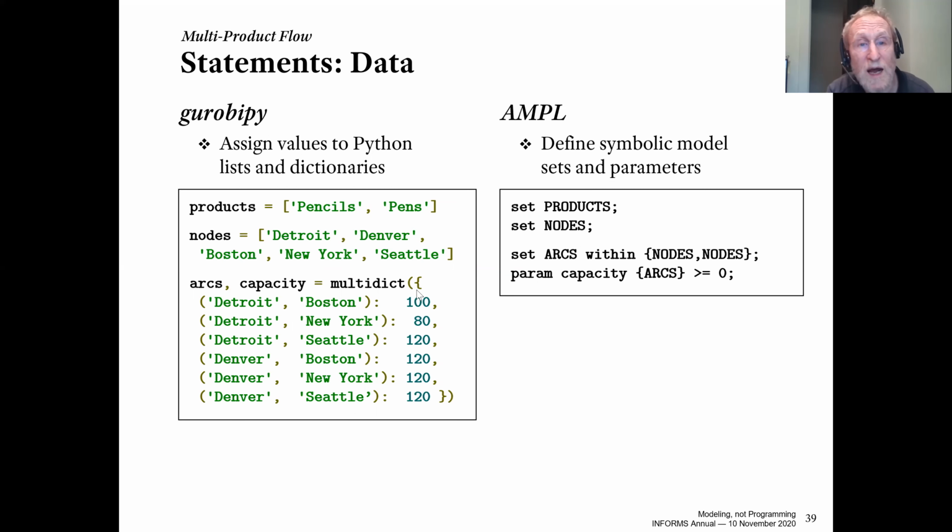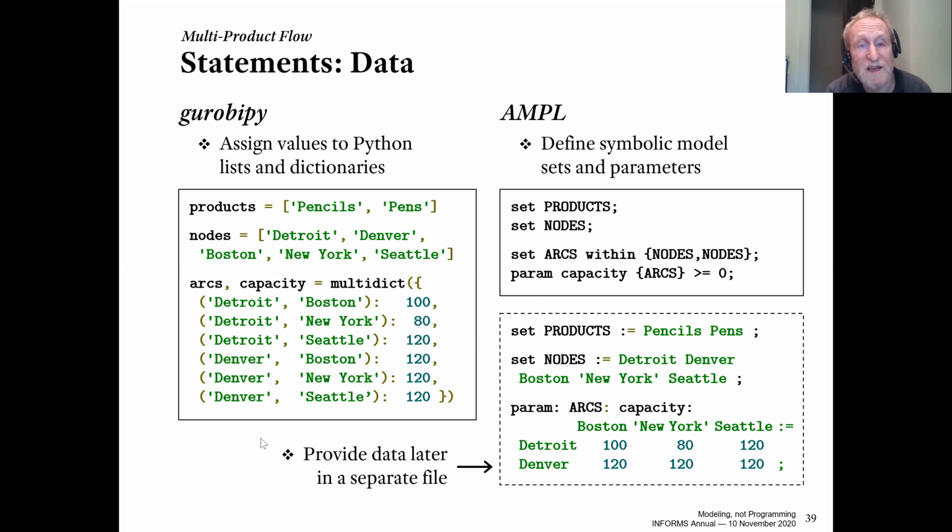Okay, but what happened to all this data that was here? Well, that goes somewhere else. That's provided later, and AMPL has a much stricter separation of the model and the data. And you see here, if you want to know what the capacity parameters look like, you basically have to look in the data to see that there's one for each pair of nodes in your network.